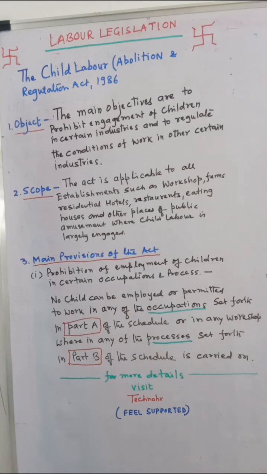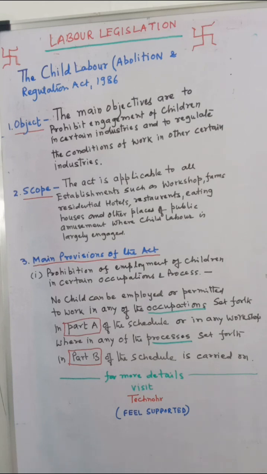The scope of the Act is applicable to all establishments such as workshops, farms, residential hotels, restaurants, eating houses, and other places of public amusement where child labor is largely engaged. There are 7 main provisions of the Act.